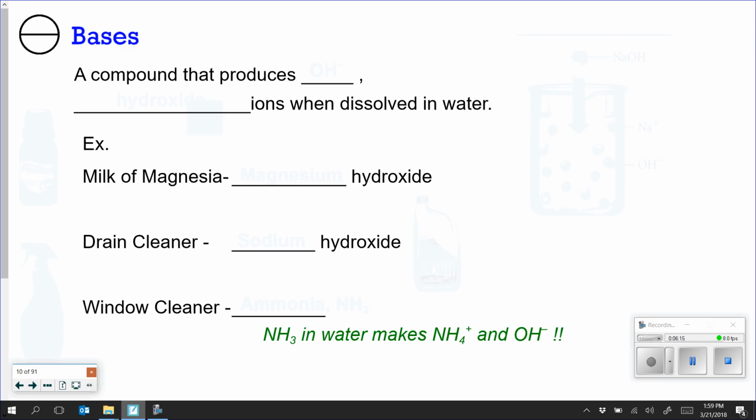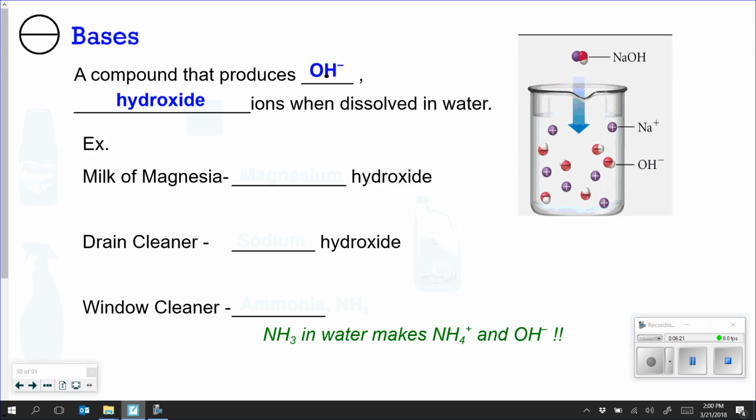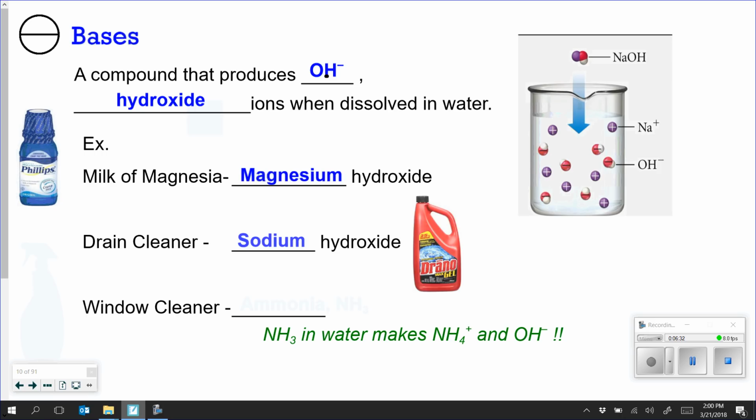Now we're going to talk about bases. Bases are compounds that produce OH or hydroxide ions when dissolved in water. So for example, milk of magnesia is going to be magnesium hydroxide. Drain cleaner is going to be sodium hydroxide, and window cleaner is going to be ammonia, or NH3.